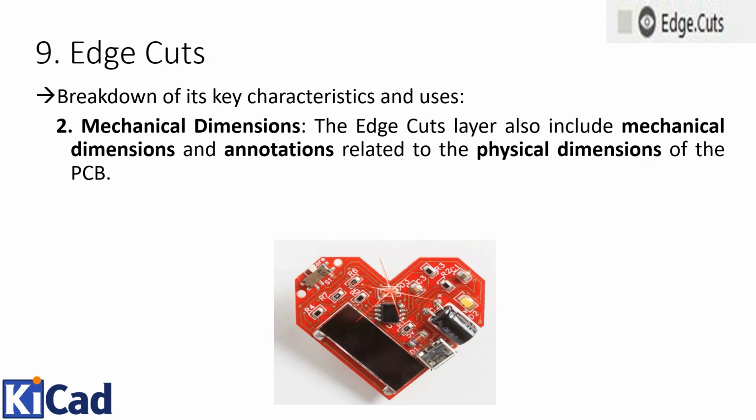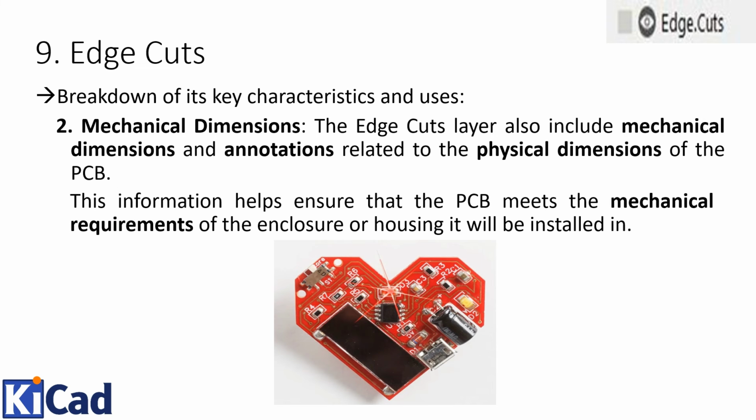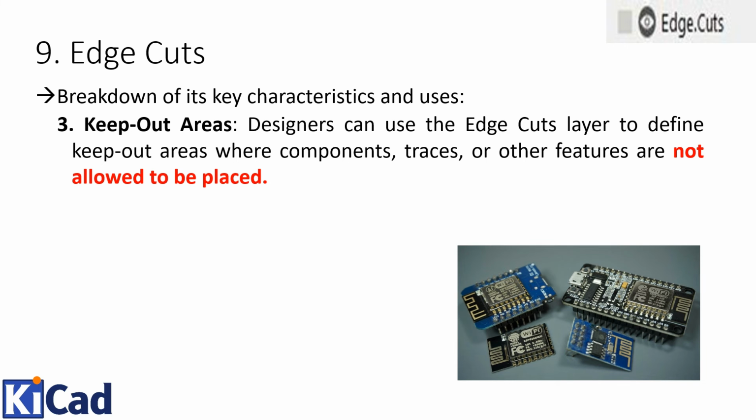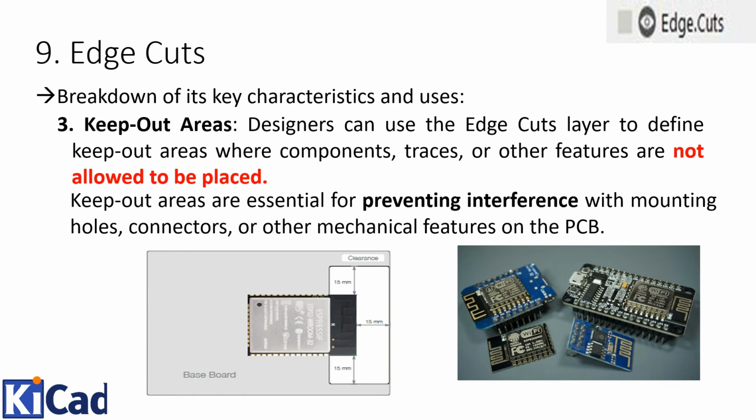Mechanical dimensions. The edge cut layer also includes mechanical dimensions and annotations related to the physical dimensions of the PCB. This information helps ensure that the PCB meets the mechanical requirements of the enclosure or housing it will be installed in. Keep out areas. Designers can use the edge cut layer to define keep out areas where components, traces, or other features are not allowed to be placed. Keep out areas are essential for preventing interference with mounting holes, connectors, or other mechanical features on the PCB.